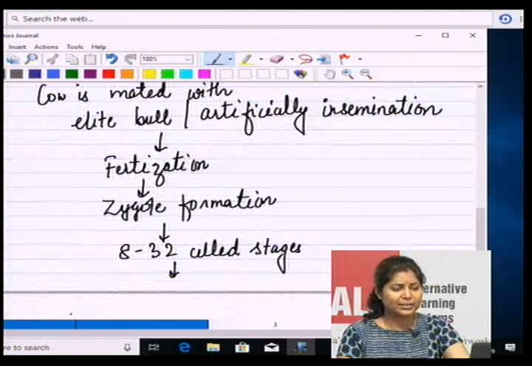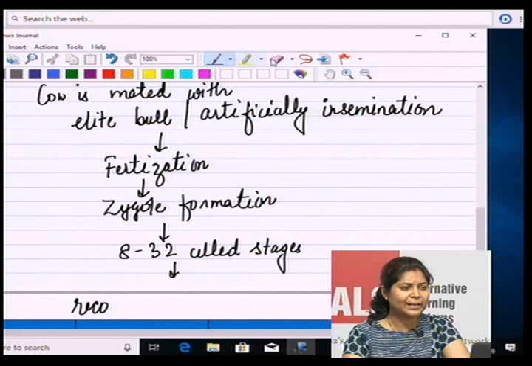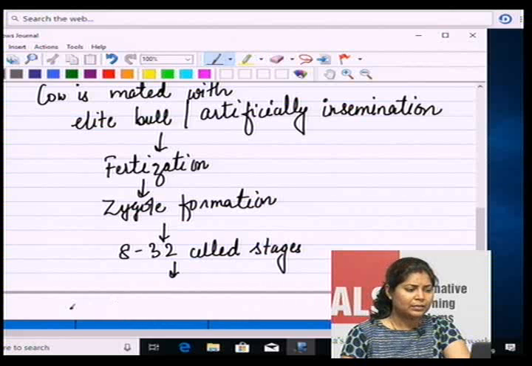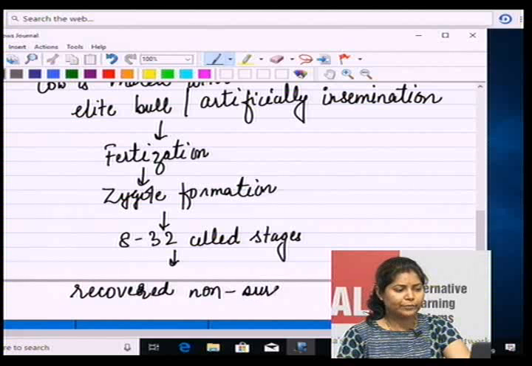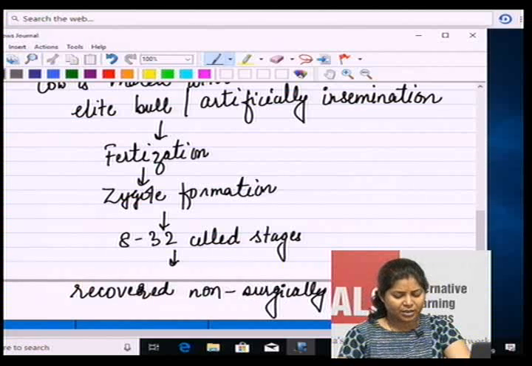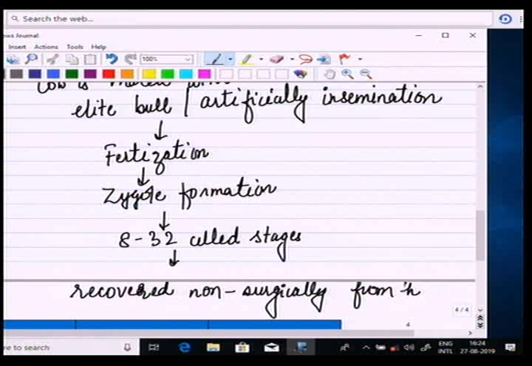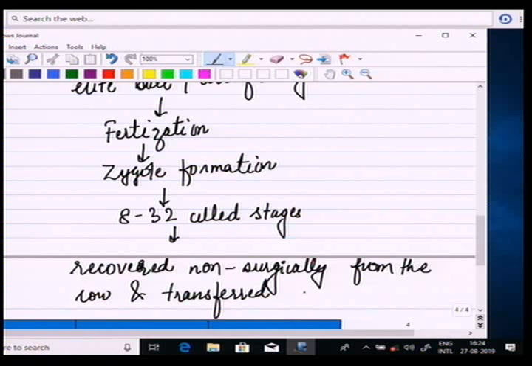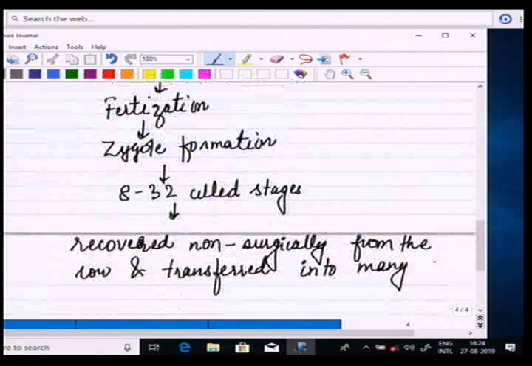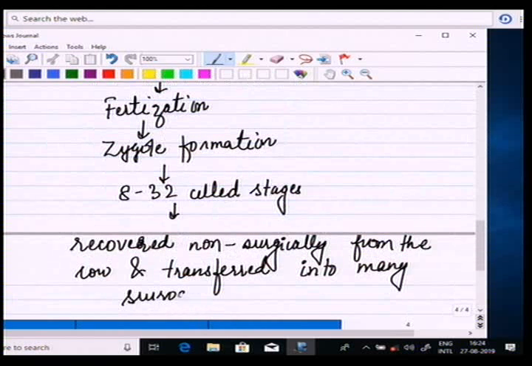We're not going to kill the cow for the same. But what we'll be doing is collecting this morula stage embryo, recovered, obviously not to forget, non-surgically from the cow, and transferred into many surrogate mothers. So you know what is surrogate mother, isn't it?